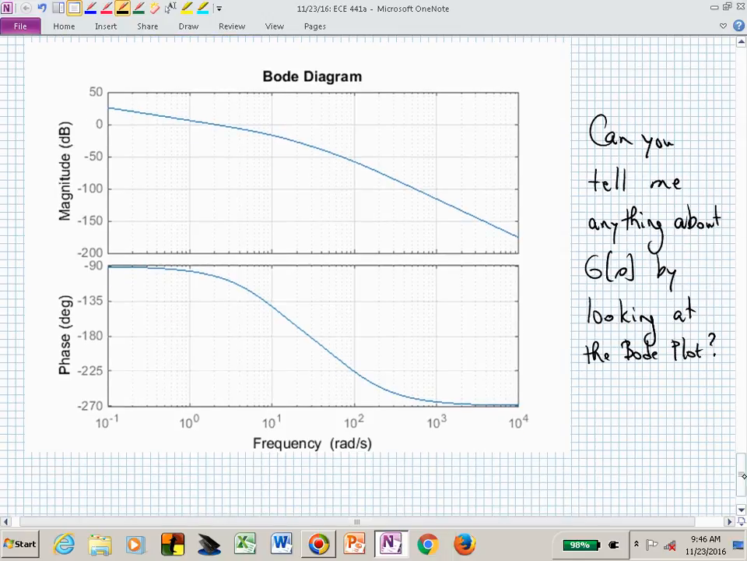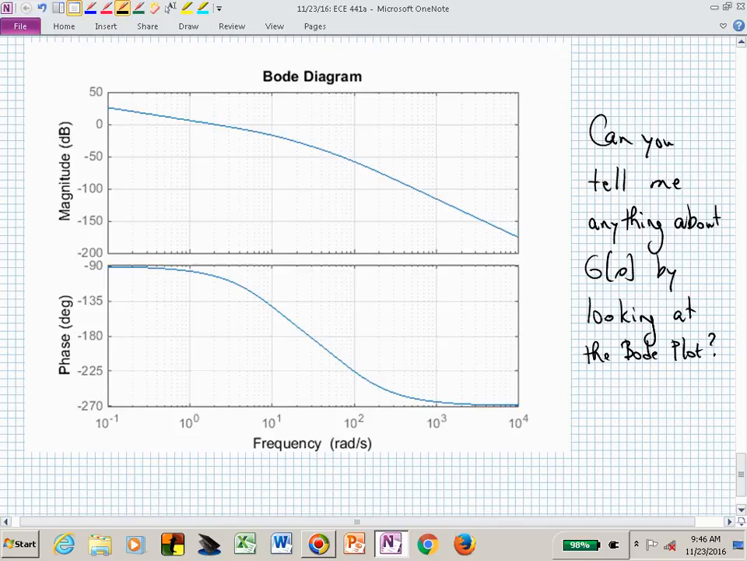What key features can you start to extract from these Bode plots, the magnitude and phase, about a G of S? And before we even start worrying about where the slopes are changing, can you give me some rough idea in terms of maybe looking at the phase curve? At high frequencies, what's happening? What's your phase at high frequencies?